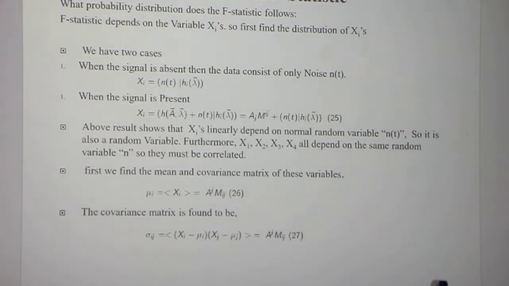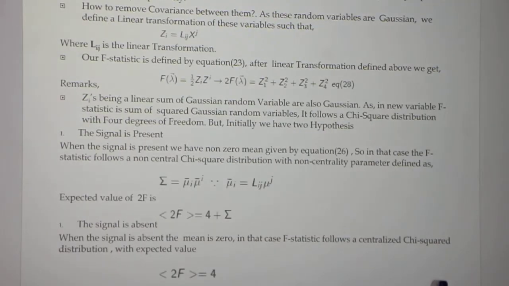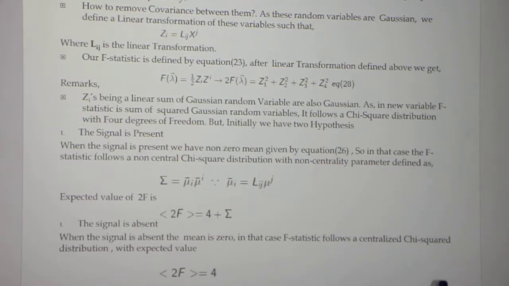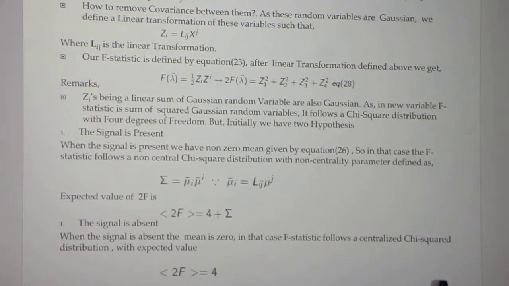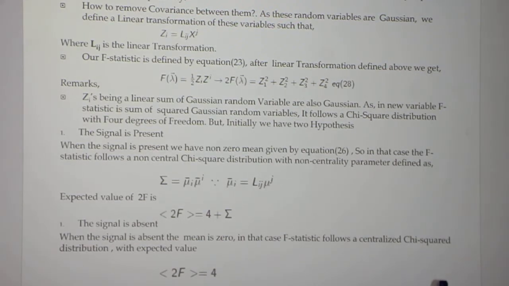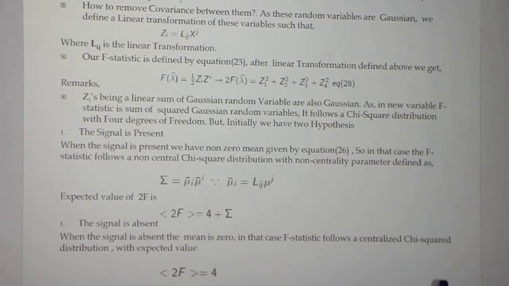So we can define a linear transformation like this. Lij acts on a certain random variable, and the resultant variables are uncorrelated. In technical words, I think it's called Cholesky decomposition. Yeah, so the technical term is this. This way we can find this Lij. So we use Cholesky decomposition, and then we can find the uncorrelated variables.